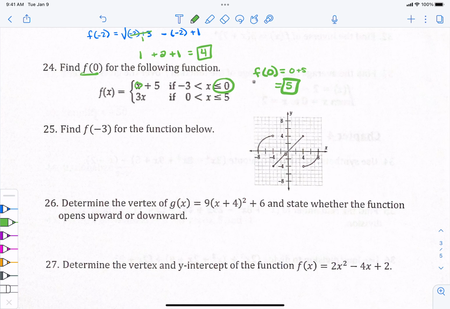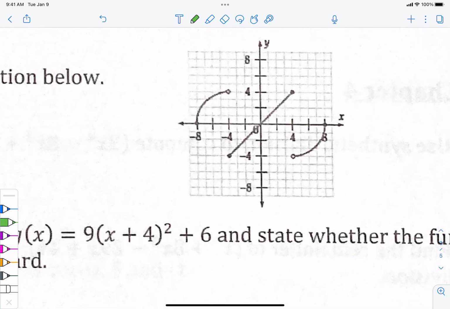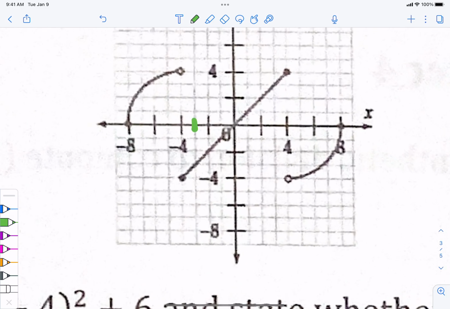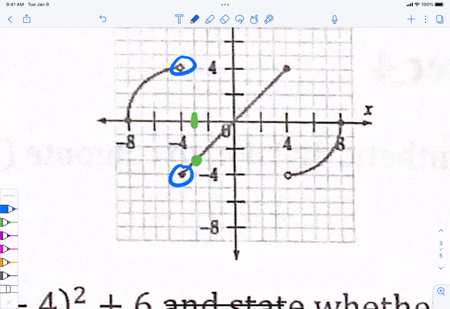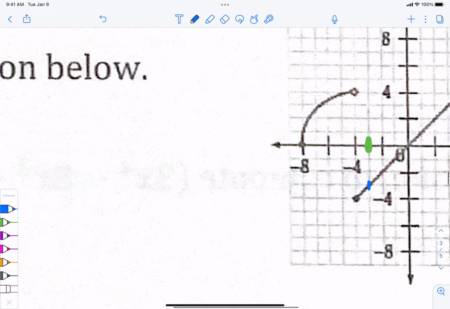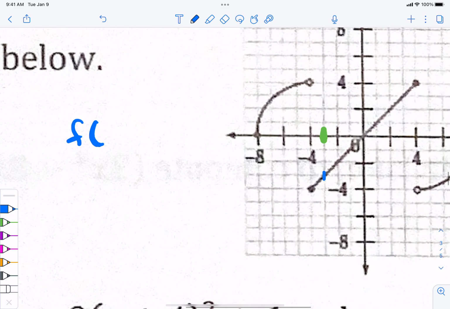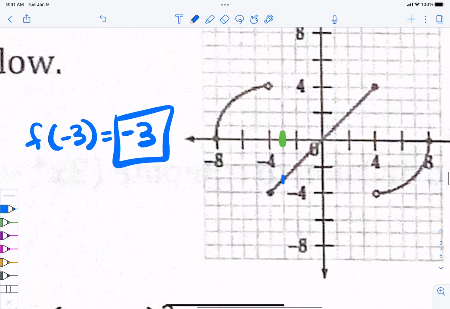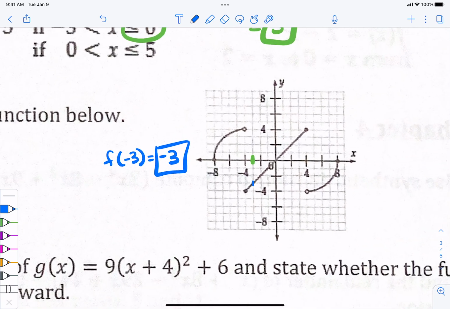Alright, so 25 says f of negative 3. That means the x coordinate is negative 3. So find negative 3 on the x-axis right here. What y coordinate is it touching? Negative 3. What if I said what's f of negative 4? Which one is it? Is it this one or is it this one? It's the bottom one, because it's a closed circle. Alright, but for this one it's negative 3. Any questions about that? Reading that graph, you're just finding the y coordinate. When it says f of something, you're just finding the y coordinate. So the last two problems we just plugged it into the formula. Here we're finding it on the graph. Okay? Good?